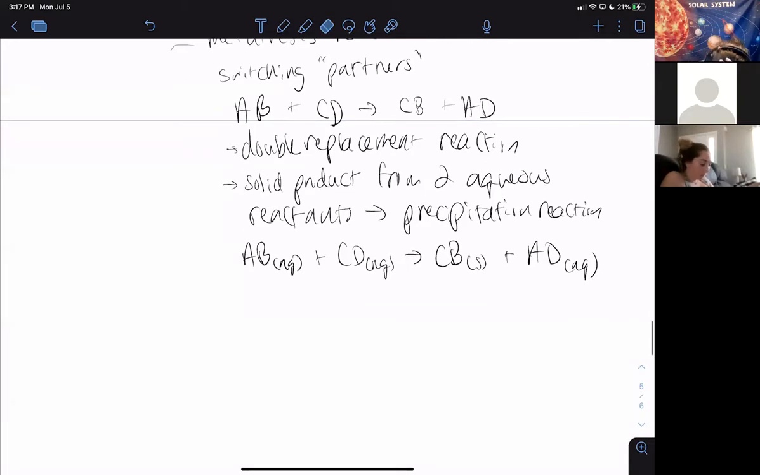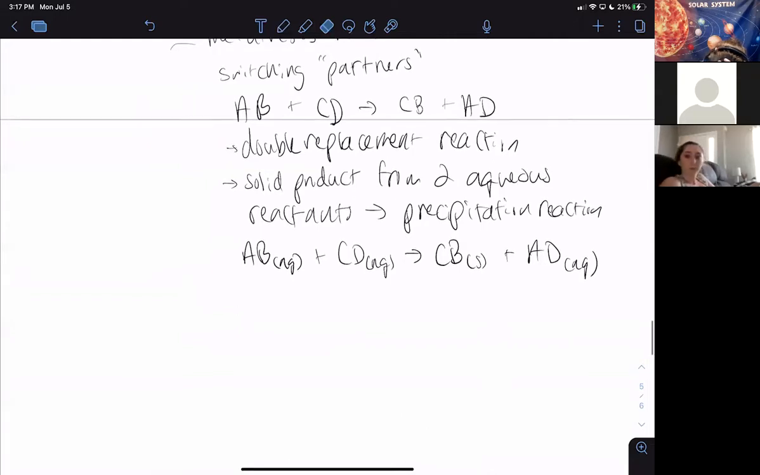Then we also have something called a single replacement reaction.